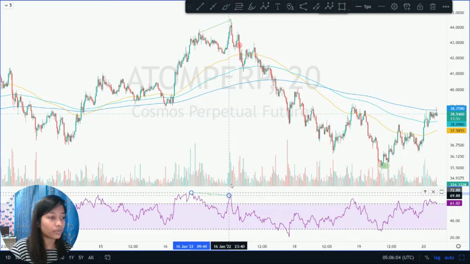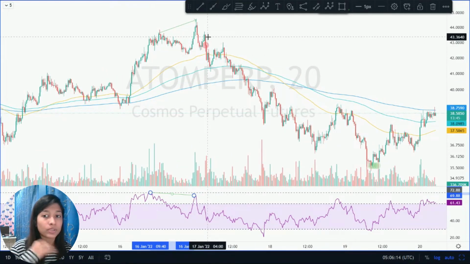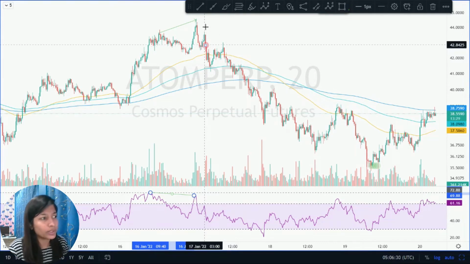After noticing this divergence on the 20-minute chart of Atom Perp, which is the futures contract for Atom, I initiated my short trades at prices of first a little bit at 43, when I saw that the coin had started to reverse, and then a little bit more at 44. So I got an average price of around 42.8, and I opened a position worth $2,500.